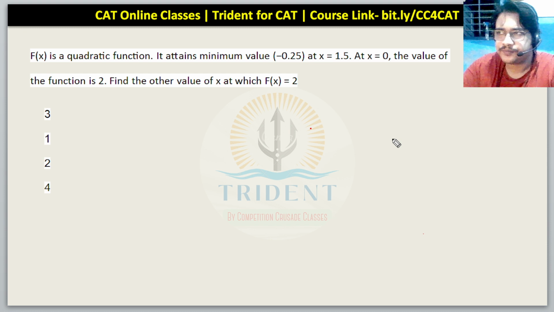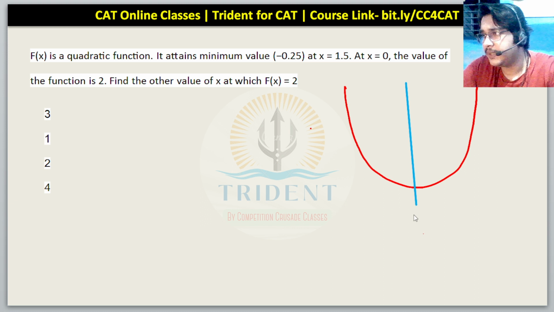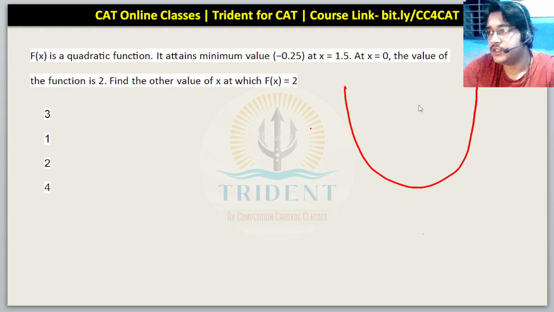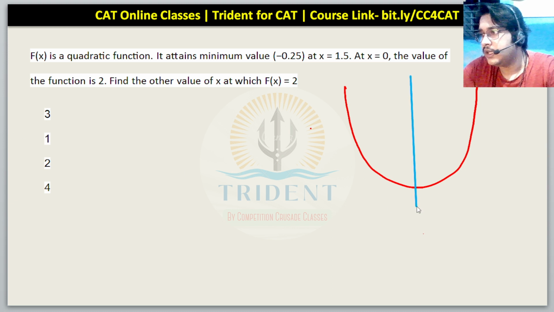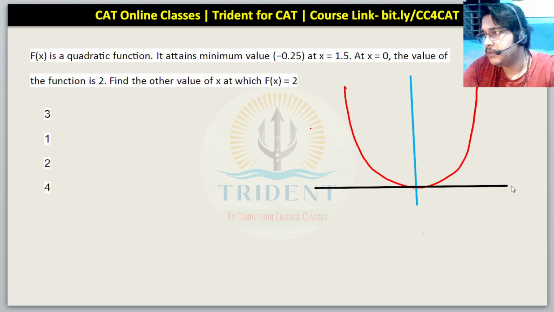If I ask you what the graph of a quadratic function is, obviously it's a parabola. Now, because the graph attains a minimum value, I can assume that it is an upward parabola. One more thing: the parabola attains the minimum value at x equals 1.5. This is going to be important for our purposes because about that point we will find the line of symmetry.